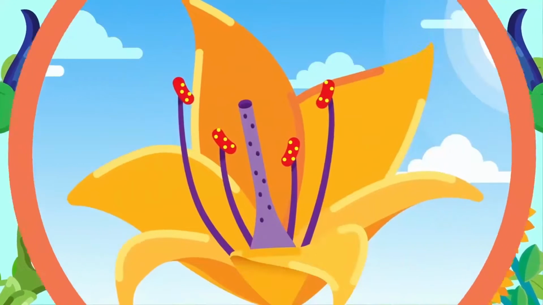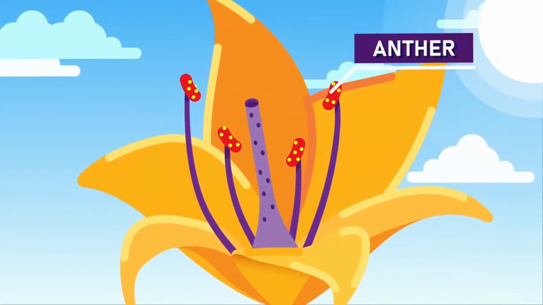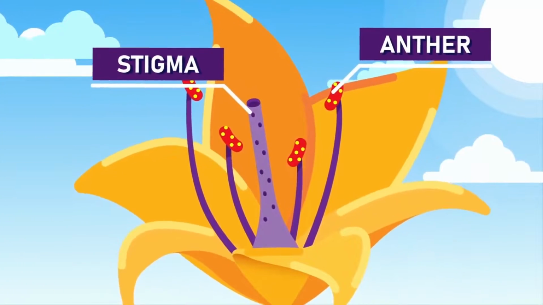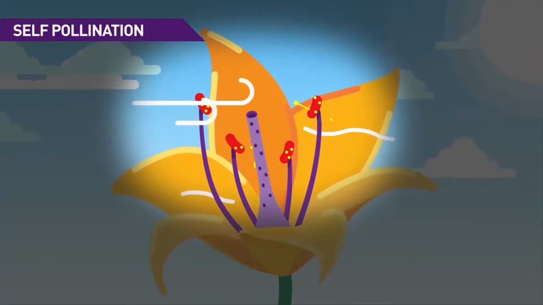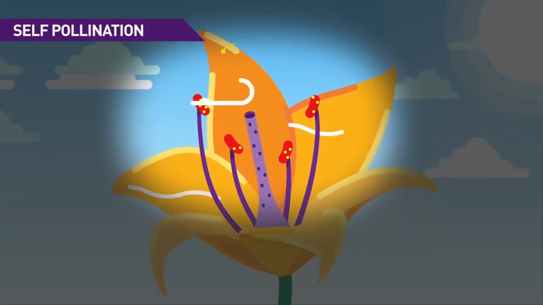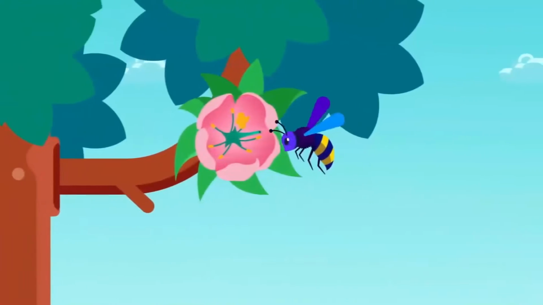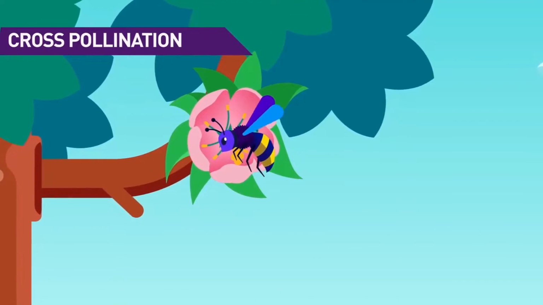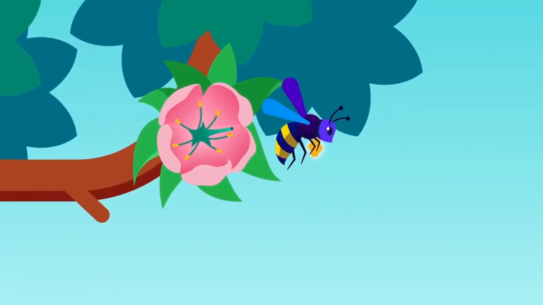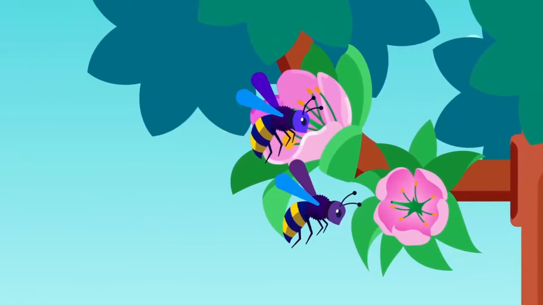Pollination. Pollination is the transfer of pollen grains from the anther to the stigma. Self-pollination occurs if pollen grains transfer to the stigma of the same flower or a different flower in the same plant. Whereas cross-pollination happens if pollen grains transfer to a flower in another plant of the same kind.